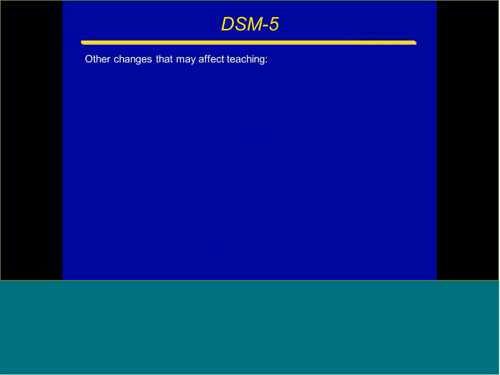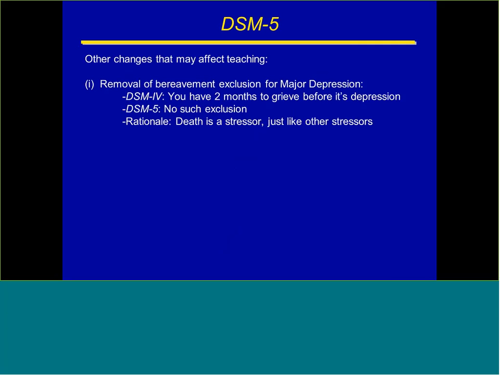There are some other big changes that may affect teaching, whether you're teaching intro or abnormal or related classes. I'll go through just some of the key ones. There's a removal of the bereavement exclusion for major depression. It used to be in DSM-IV, and in a lot of textbooks, there's a little statement saying depression is different than sadness after a loss. In DSM-IV, you had 2 months of grieving time, so to speak, before you were considered to have major depression. In DSM-V, there's no such exclusion.